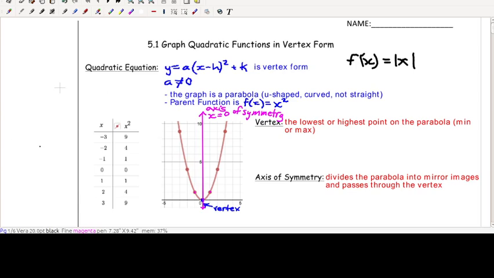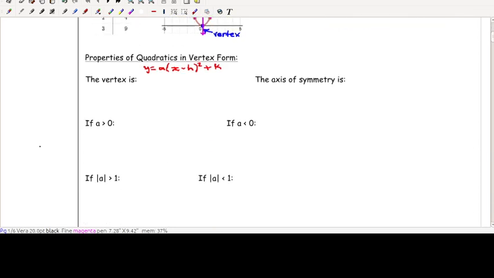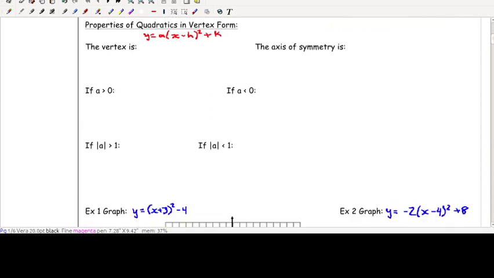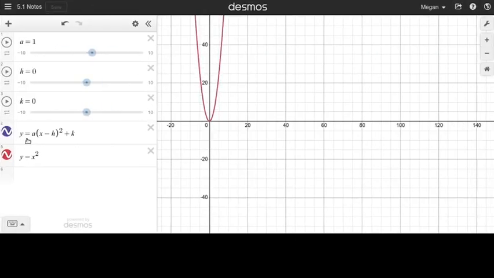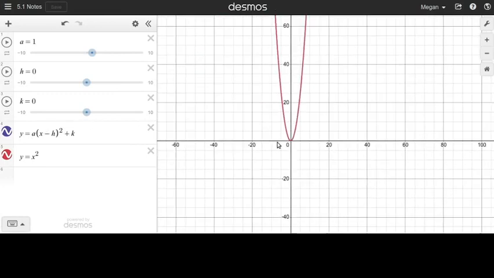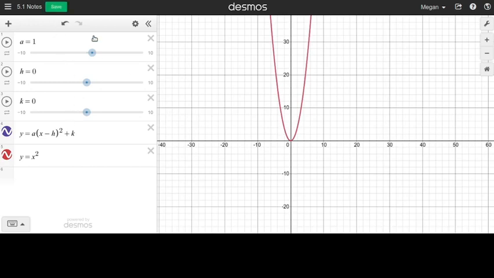So now let's look at some properties of quadratic functions in vertex form. Again, my general equation is y equals a(x minus h) squared plus k, and I'm going to open up Desmos so we can play around with that a little bit. So here I have in Desmos my equation y equals a(x minus h) squared plus k. And the nice thing about Desmos is it lets me play around with these values. Right now h and k are set to 0 and a is set to 1, and this is my parent function. This is my general parabola y equals x squared.